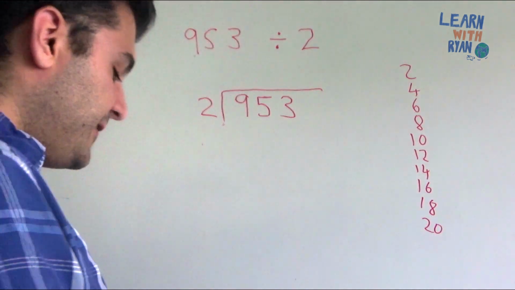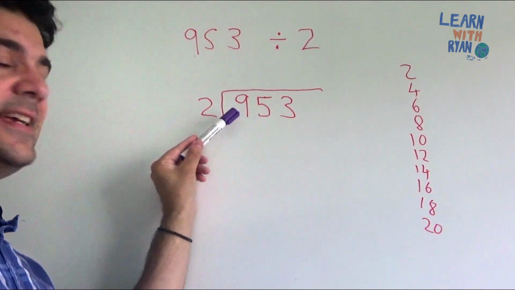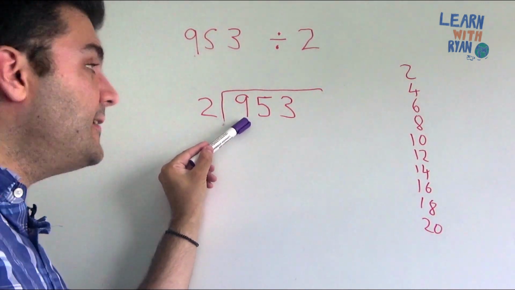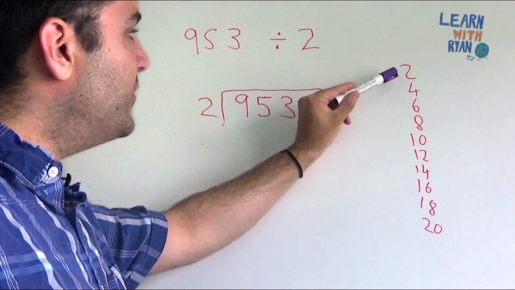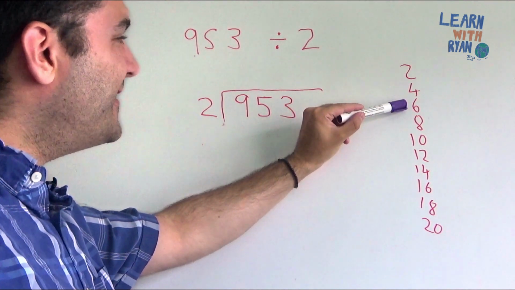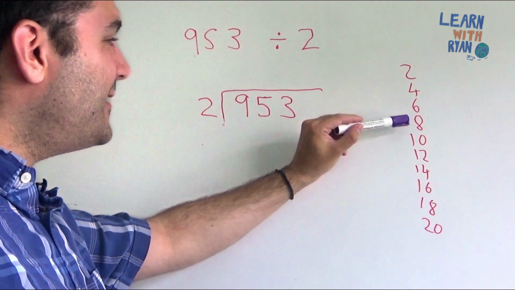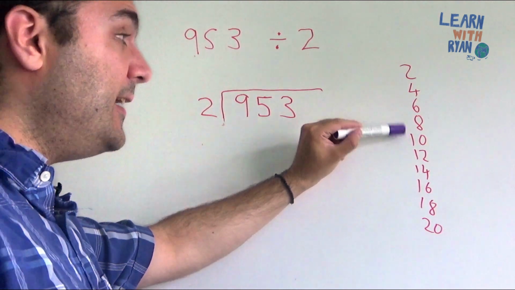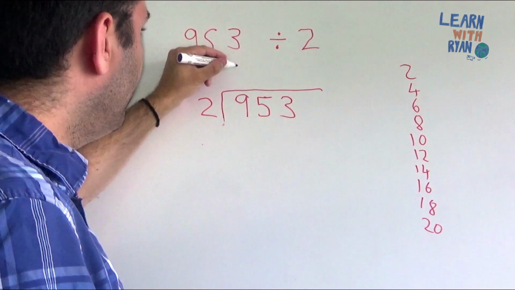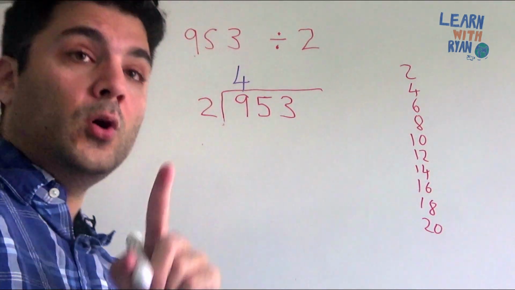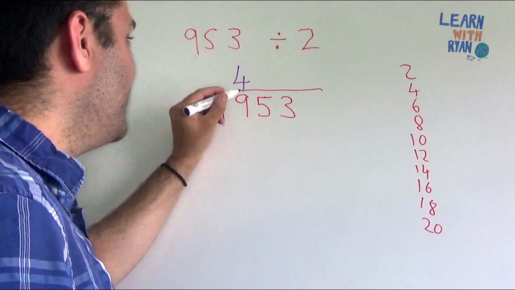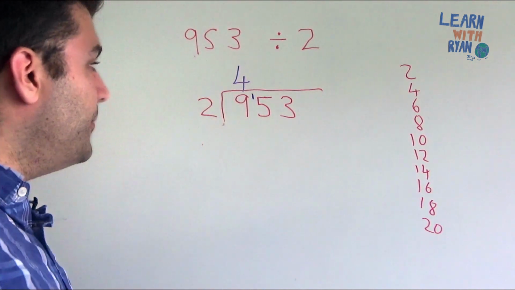Okay, so we ask ourselves how many 2s in 9 and what's the remainder? Well, we've got 1 2 in 2, 2 2s in 4, 3 2s in 6, 4 2s in 8, 5 2s in 10, that's too many. So we stop at 4 and we have 1 left over to get to 9. So I'm going to put the remainder 1 there above the 5.